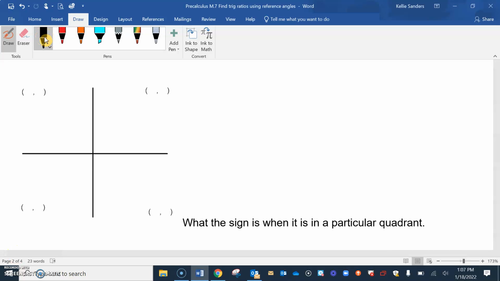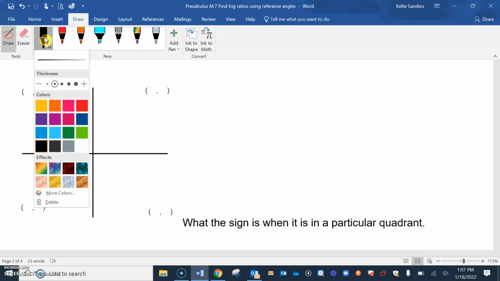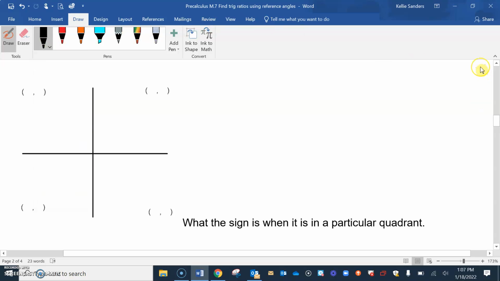Okay, after you find a couple of these answers, then it's going to get a little bit more, and a little bit more, and a little bit more. And so after the first several problems, it's going to be changing quadrants. And what we're going to do, let's say that we had an angle in the first quadrant.